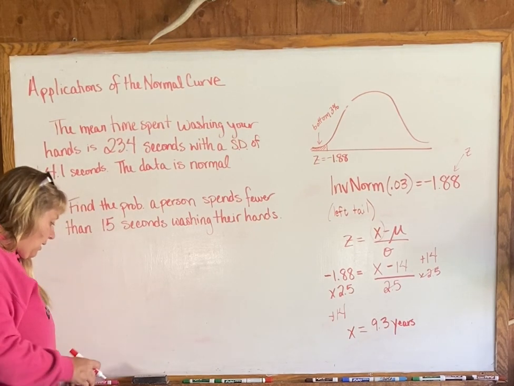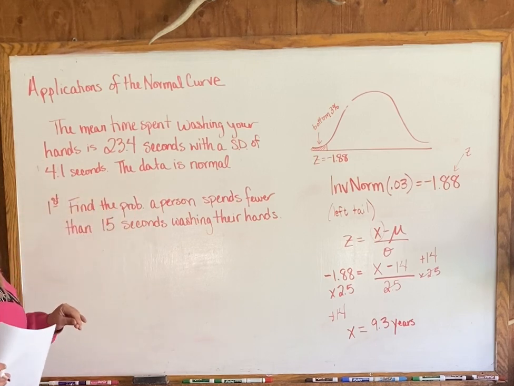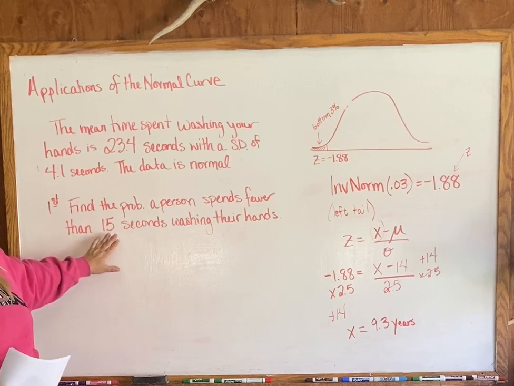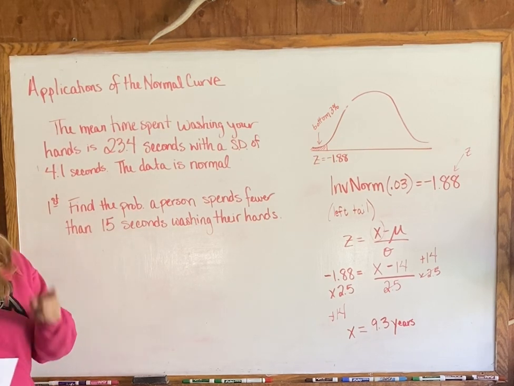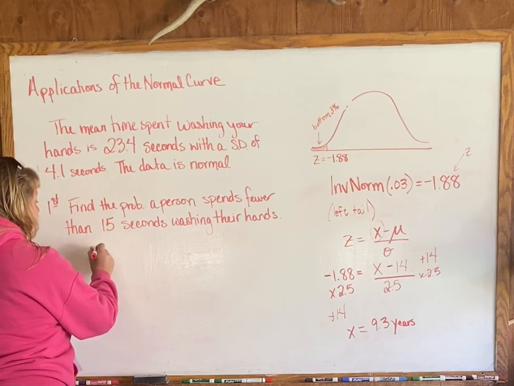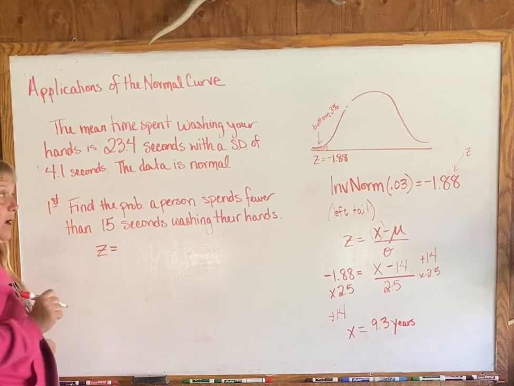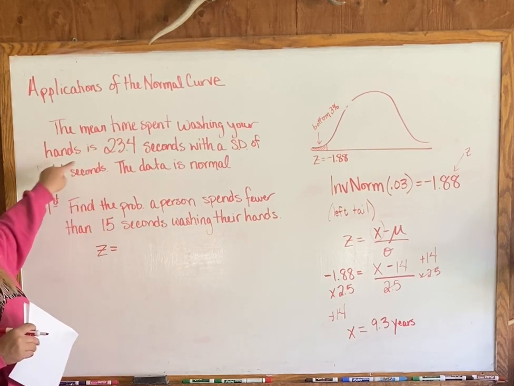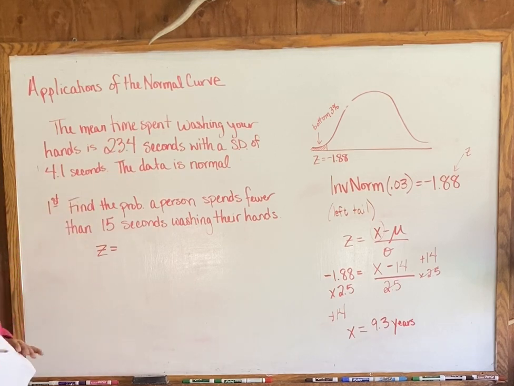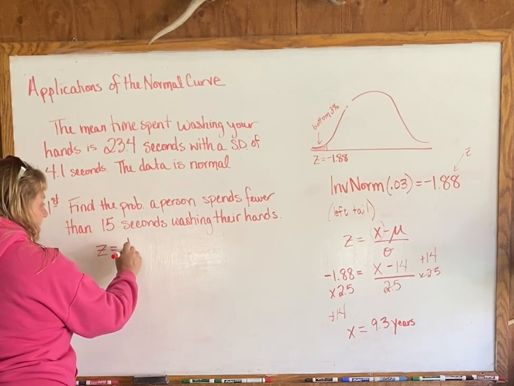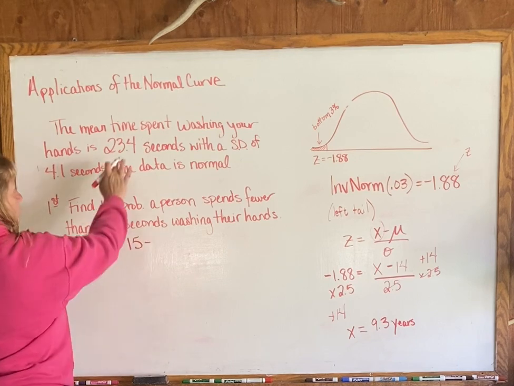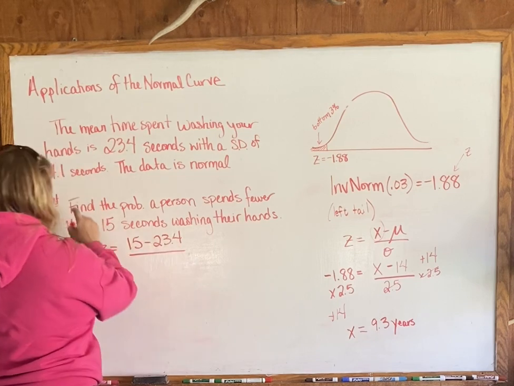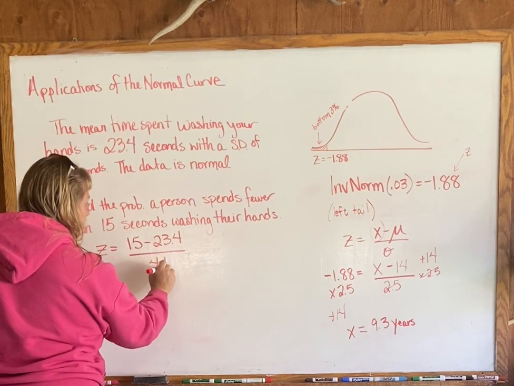Okay. All right, so we have our question. Now, they want us to know the probability a person spends fewer than 15 seconds. So they've given us a real world number, which means we first need a z-score. Once you've moved to another problem, remember to switch gears. The numbers are no longer the same up here, are they? This isn't the refrigerator problem. So we're gonna say our x is 15, but this time we're gonna subtract 23.4, and we're going to divide by 4.1.